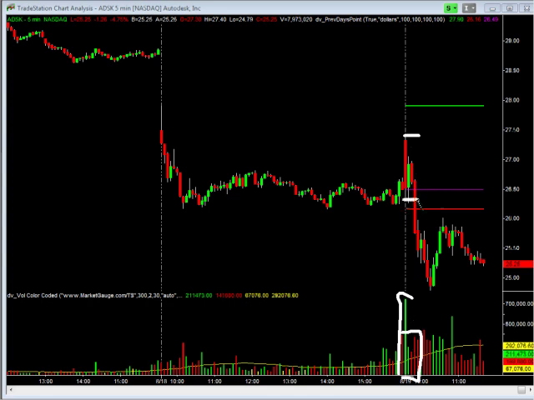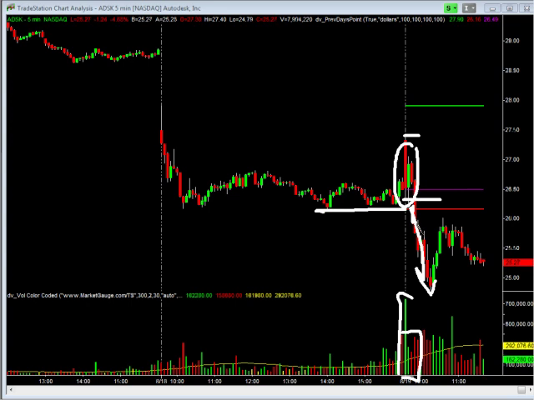So box it in. It happens to line up with yesterday's low as well. So when that breaks down, you know that's a pretty significant breakdown. It breaks down almost $1. And again, that's because you've got a lot of volume built up here.